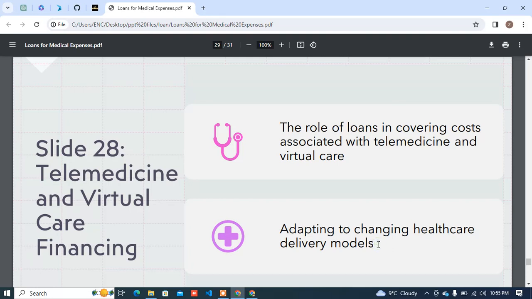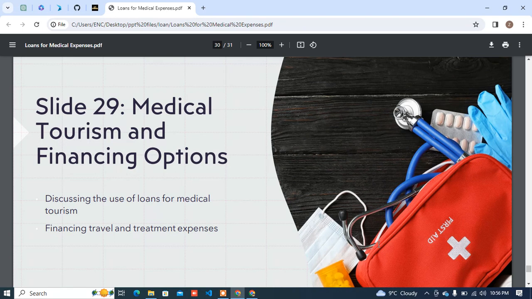Slide 29 is about medical tourism and financing options, discussing the use of loans for medical tourism, and financing travel and treatment expenses.